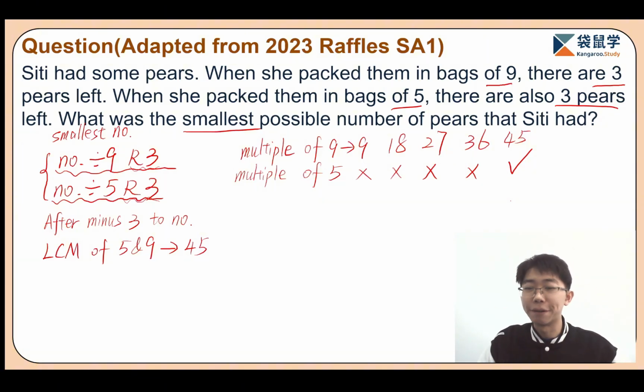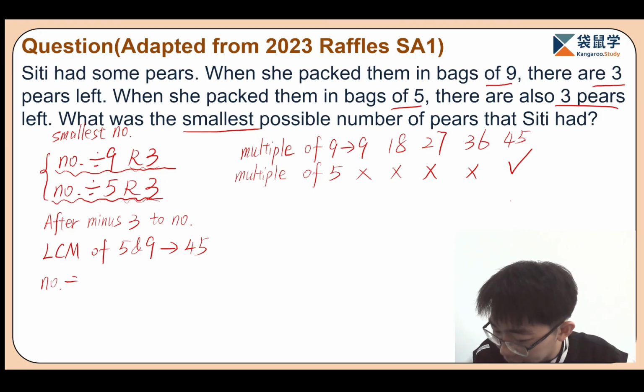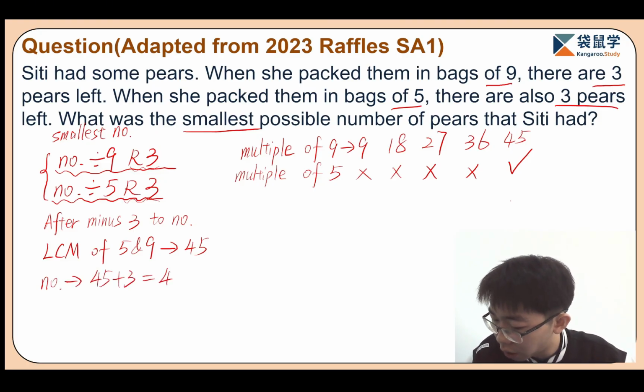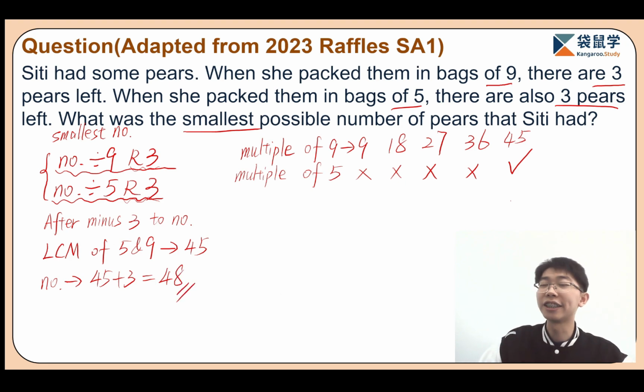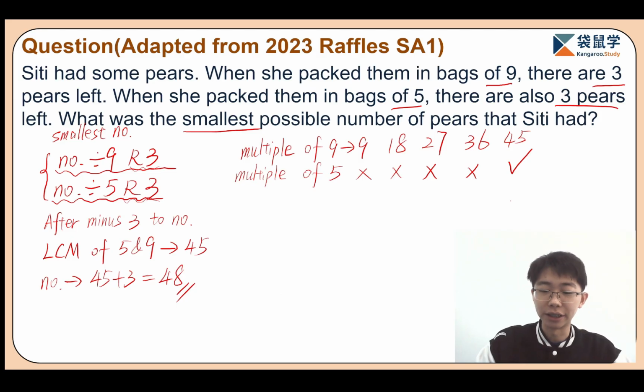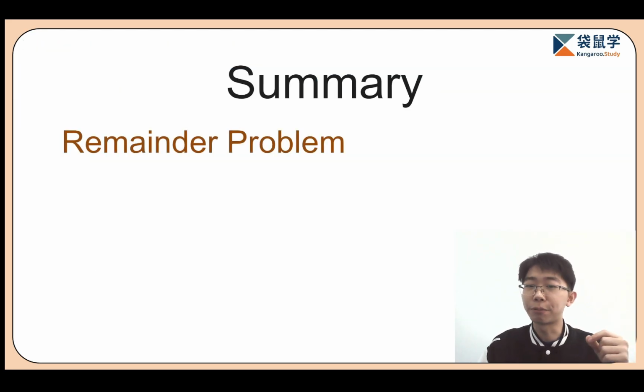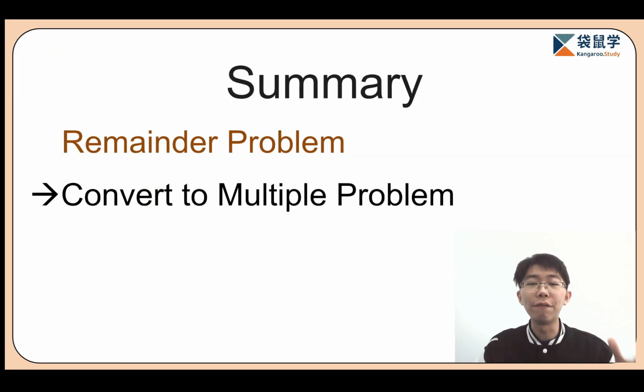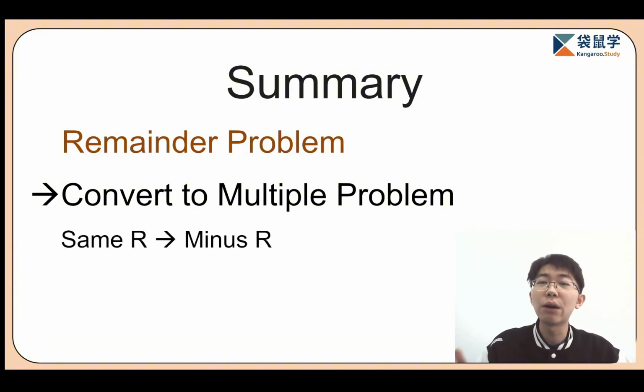What is our number? Our number is 45 plus 3 back, which is equal to 48. So that is the answer to this question. So let's do a quick summary for this question. You see, in the remainder problem, when we try to convert this to a multiple problem, if we have the same remainder, then we just minus this remainder. Right? If you understand this, let's take a look at a very similar question over here.